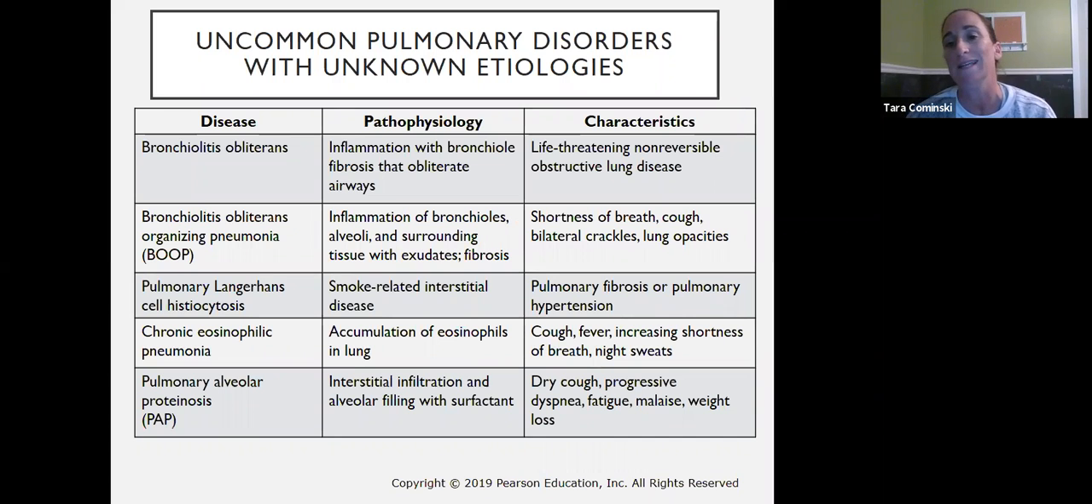This table here is not something that anyone needs to memorize. You can see it's not even on your review sheet, but I think it's worth including because these are definitely more uncommon pulmonary disorders. So it's just the idea of being familiar with them. Like I said, please don't memorize this table. Please don't really spend much time with it. I just put it there to make you aware of some of the more uncommon types of pulmonary disorders that exist, okay?